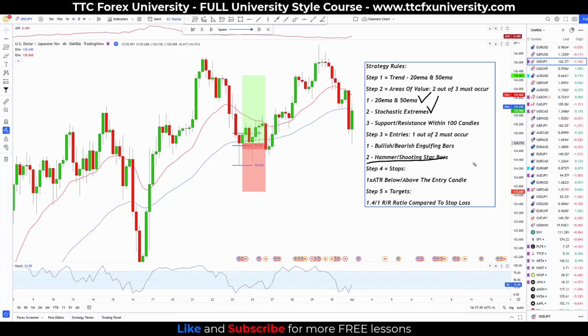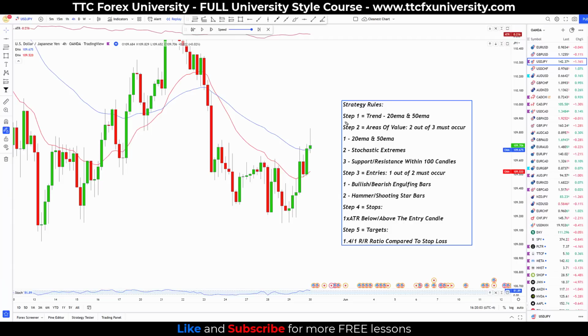Let's go ahead and look at example number 2. Let's go ahead and go through the steps. Step 1, find the trend of the market. Is the 20 below or above the 50? 20 is the red line, 50 is the blue line. We're below, therefore we're looking for a downtrend, or we're looking for sell trades. So with that being the case, what's our next step?